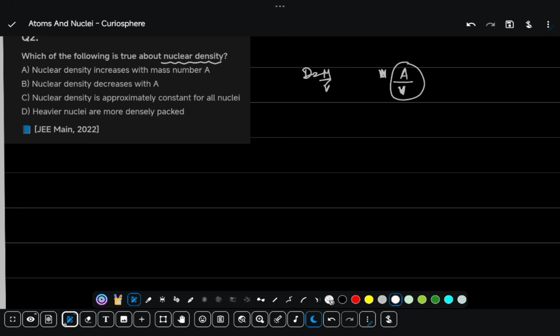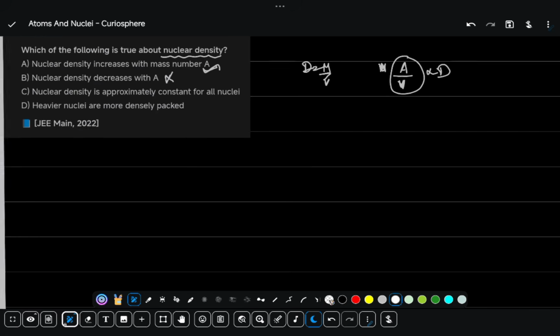If we keep volume constant, as mass number increases, density increases, right? So this might be true. We are not sure. Let's check it out. Nuclear density decreases with A. This is definitely false because nuclear density is directly proportional to A, right? Now, nuclear density is approximately constant for all nuclei. This can be true, may or may not be true. Let's check it out. Let's skip for that.